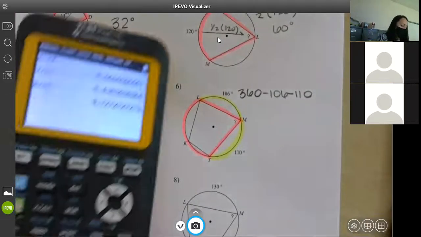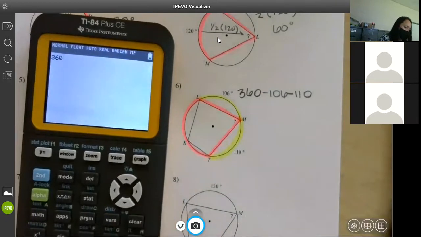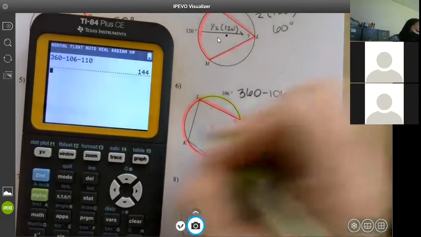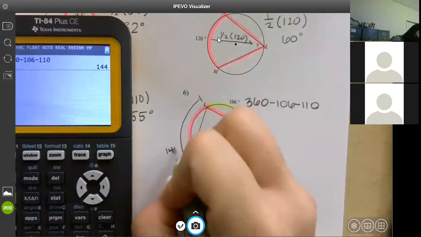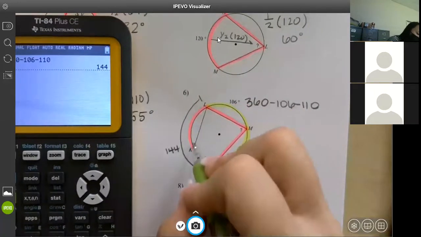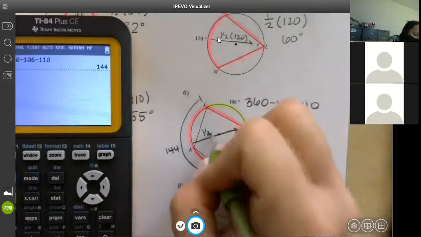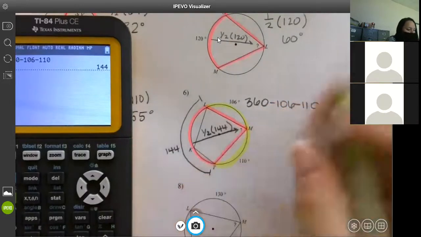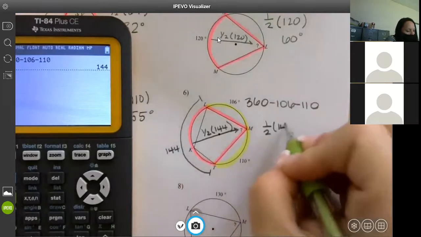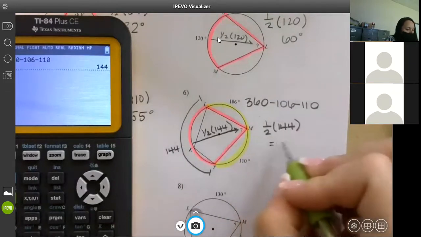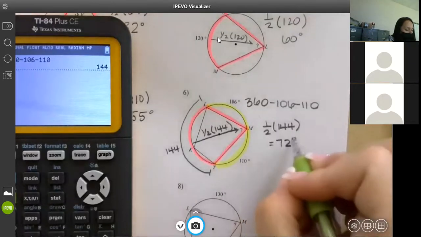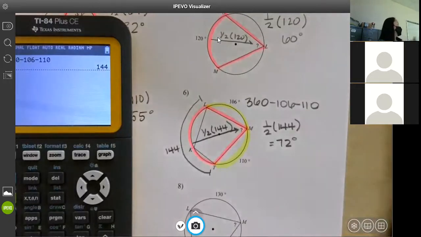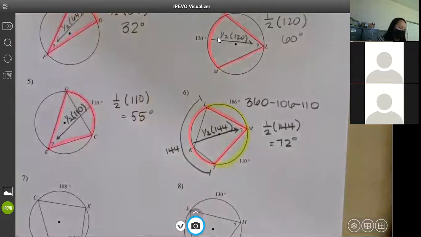Okay. So 360, let me clear this out. 360 minus 106 minus 110 gives me this full arc right here at 144. So that means this angle is half the arc of 144. So you just had to find the arc. What is half of 144? 72. That's it. So sometimes you have to use the full circle to be able to find it. All right.